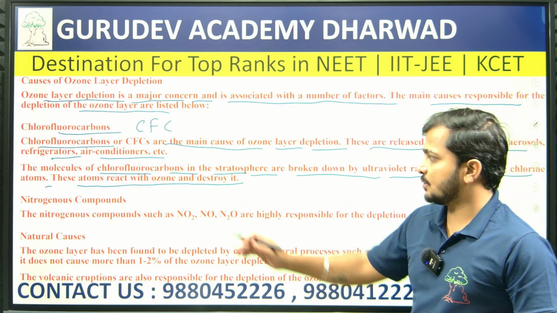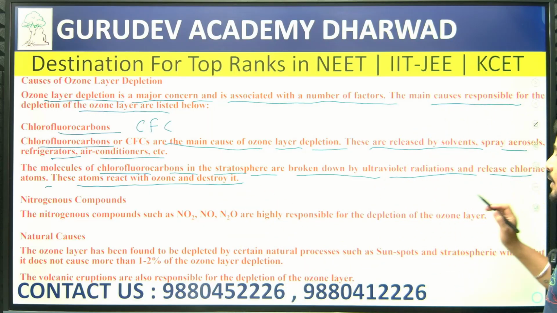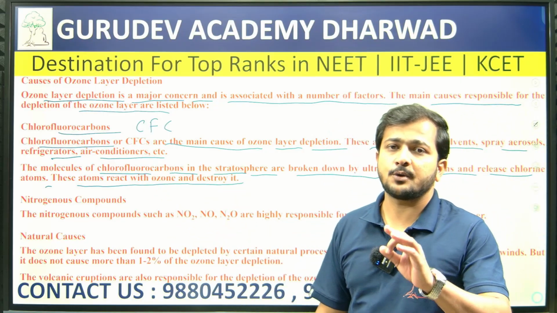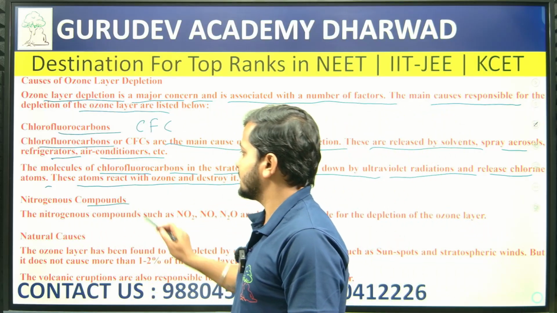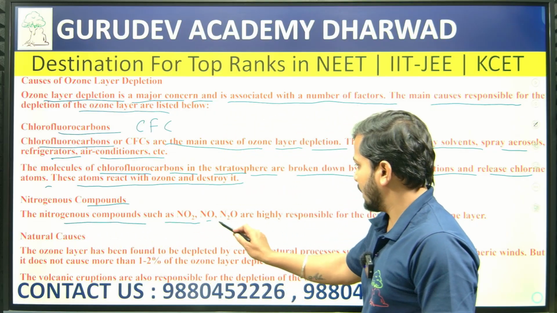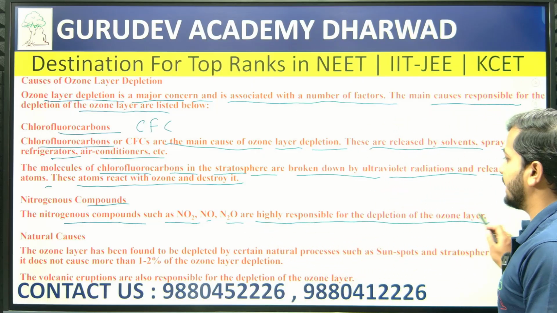UV light falls onto the chlorofluorocarbon and it releases something called what? The chlorine, and that chlorine atom is going to react with whom? Ozone, and it is going to destroy it. Then the nitrogenous compounds, such as NO2 and N2O, are highly responsible for the depletion of what?